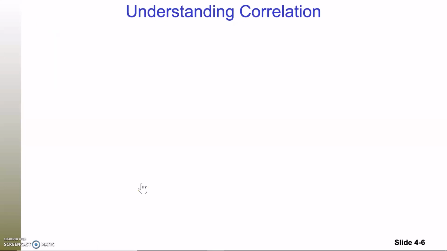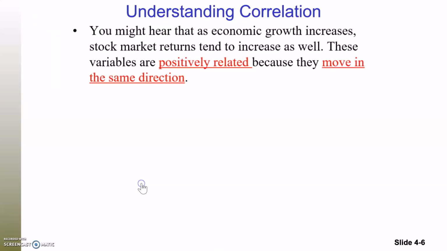Now let's further understand how correlation works in our everyday life. You might hear that as economic growth increases, stock market returns also tend to increase. So these two variables move in the same direction. As one variable increases, so does the second, right? So we say there exists a positive correlation. Those two variables are positively correlated, or they move in the same direction.